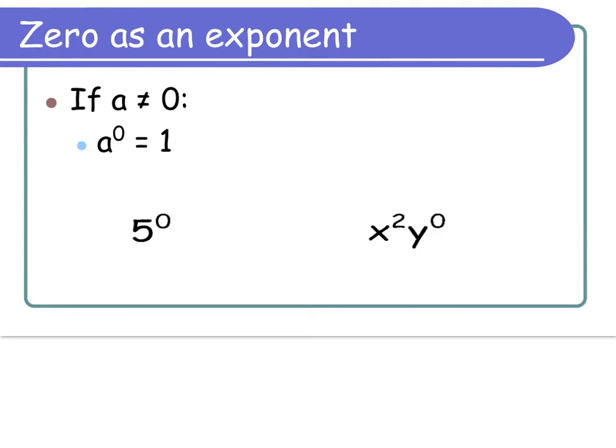Moving on. A reminder that a 0 as an exponent cancels the base out and makes it equal 1, as long as the base is not 0. For example, 5 to the 0 equals 1. X squared times y to the 0. X squared is x squared, but y to the 0 is equal 1. So this is the same as x squared times 1, which is just x squared.